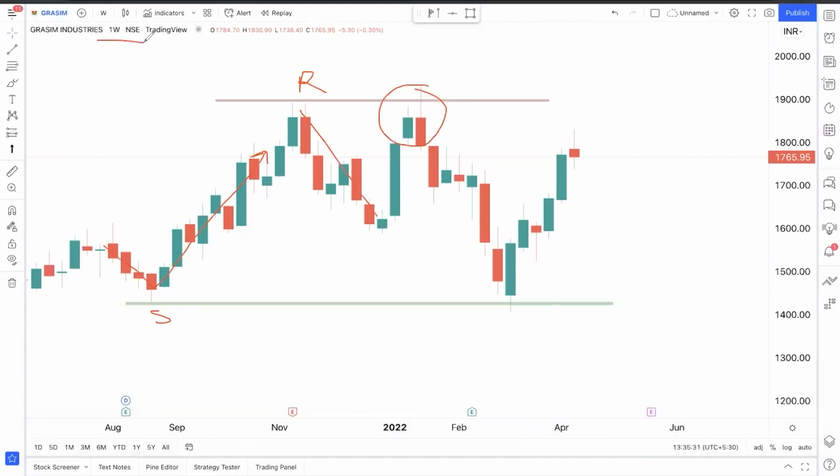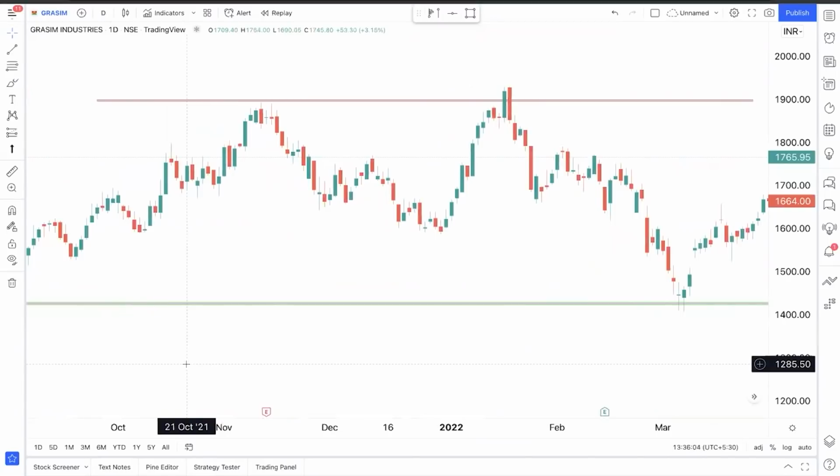As I've explained, we need to mark our support and resistances on the weekly time frame, and if the stock appears near that particular zone, we need to check what kind of activity is happening. Now guys, I'm on a daily time frame, and can you see here this particular zone?